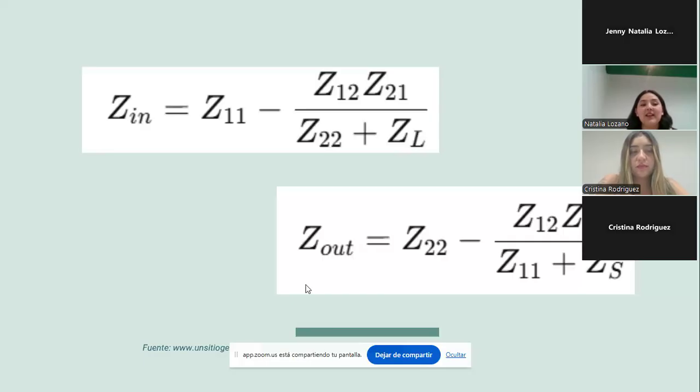These parameters are also crucial in designing networks that need to maintain signal integrity, especially in high-speed digital or analog systems.